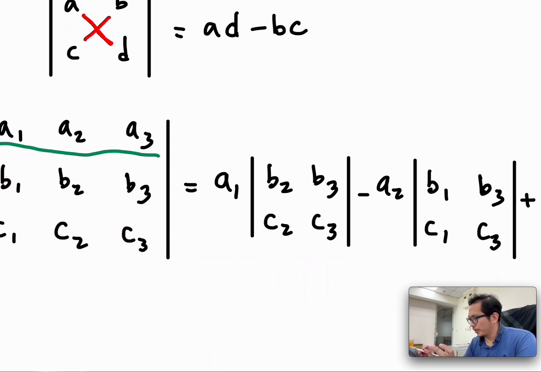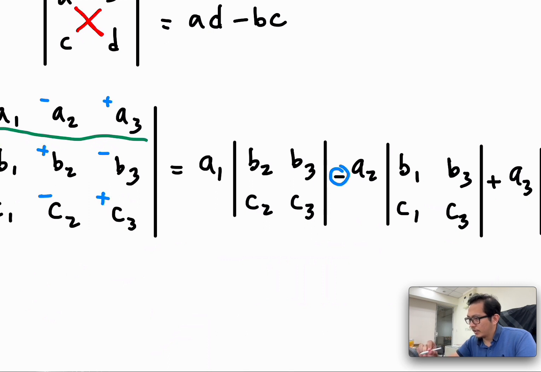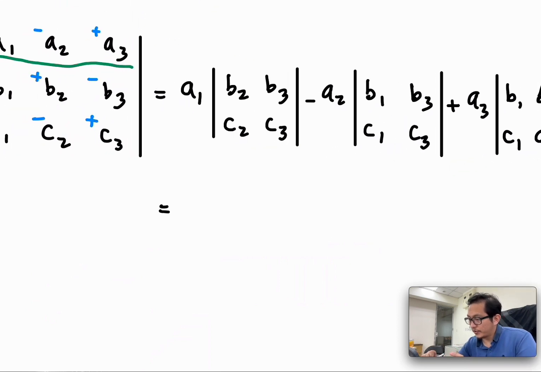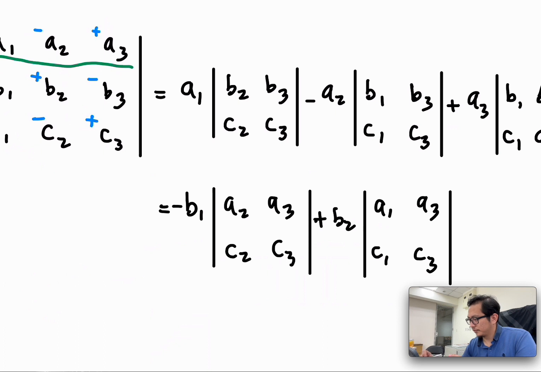But what you need to be aware of is the patterns. This should be positive, negative, positive, negative, positive, negative, positive, negative, positive. This is what we call the cofactor method. So that's why we have negative here. Now this will be equal, if we take another row, for instance B1, A2, A3, C2, C3. This is negative, plus B2, A1, A3, C1, C3. Negative again, A1, A2, C1, C2.